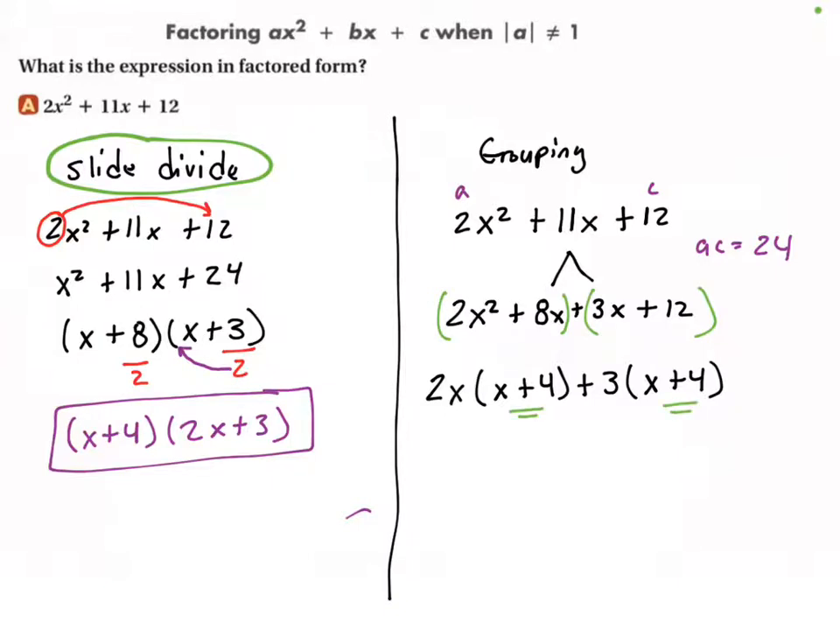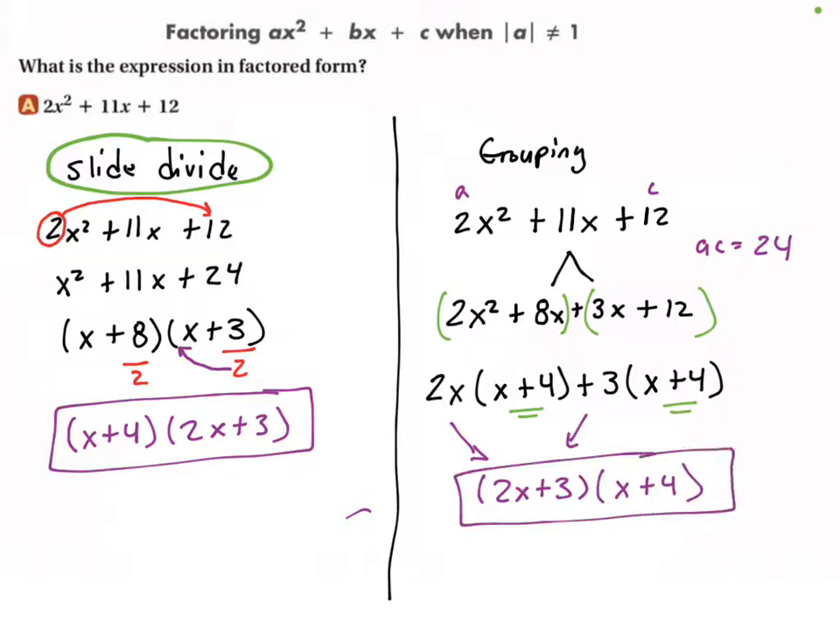That's the key. And so right now I know my final answer because one of my binomials in my answer is the two GCFs put together, so 2x plus 3. The other is the repeated binomial. And so this is my factored form. They're the same, so I know I've done it right. Either method will get you to an answer. It ultimately depends on which one you're more comfortable with or more familiar with. So this is grouping, this is slide divide. Let's try one more like this.